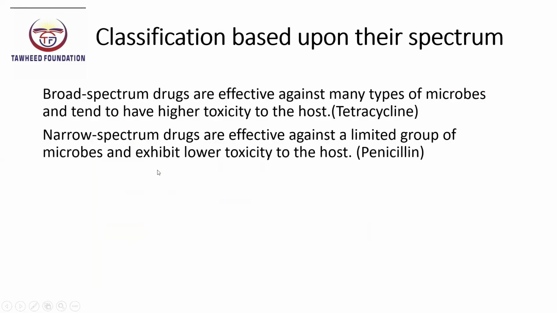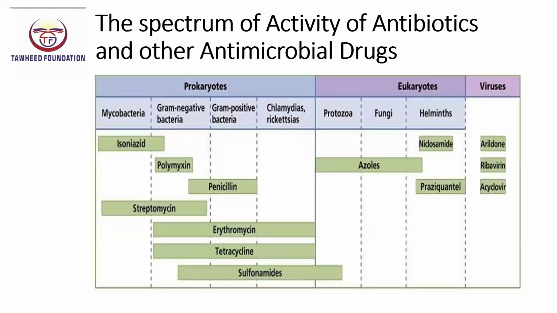Next is, so here is the spectrum of antibiotics and other antimicrobial drugs for prokaryotes, eukaryotes, and viruses. For prokaryotes: mycobacteria, gram-negative bacteria, gram-positive bacteria, and chlamydias, rickettsias. You can refer to this image for the spectrum of antibiotics and other antimicrobial drugs. For eukaryotes: protozoa, fungi, and helminths, and for viruses: idoxuridine, ribavirin, and acyclovir.